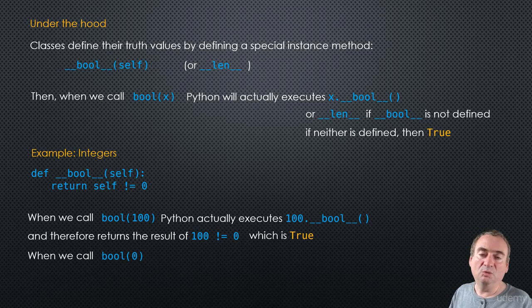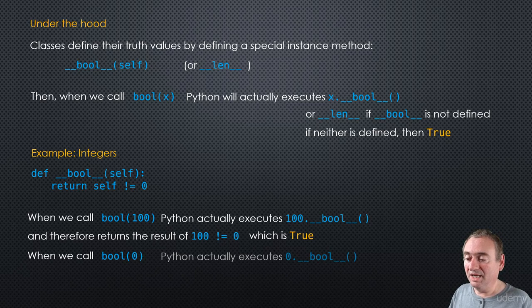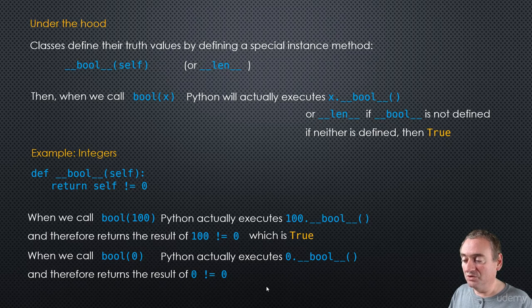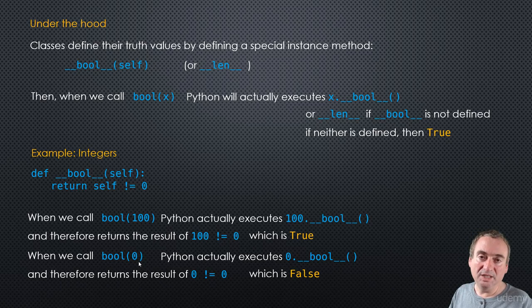On the other hand, if we call bool of 0, well, Python again executes the dunder bool method for this object 0, for this instance. So it's going to look at the result of 0 not equal to 0, which of course is going to be false. 0 is equal to 0. So this would return false. And so we would get that bool of 0 would be exactly false, right? 0 is falsy. Again, we saw that in the previous slide as one of the exceptions to when objects are falsy.